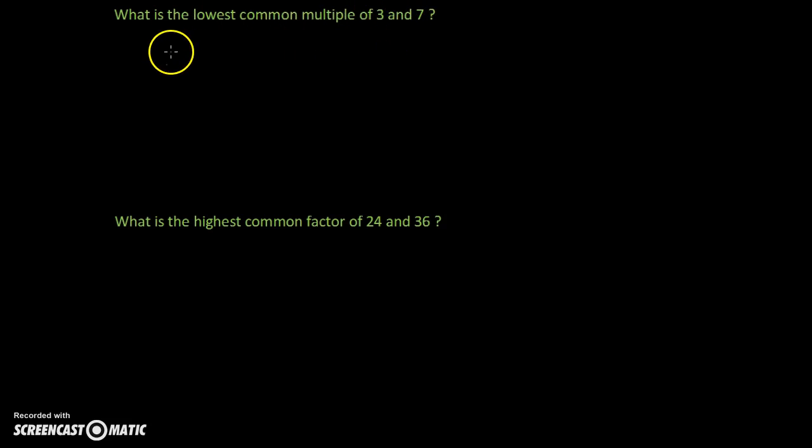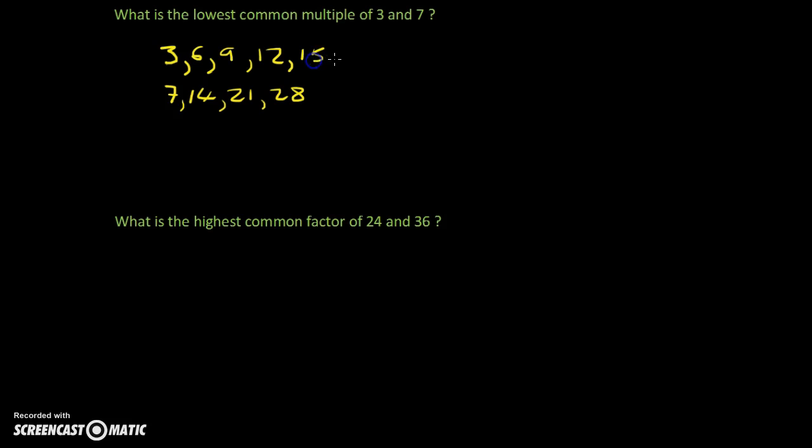Well, you can think of multiples really as times tables. So if we had the 3 times table, 3, 6, 9, 12, and so on. So they're the multiples of 3. Now if we're looking for the lowest common multiple of 3 and 7, we should write out the times tables of each. So for 7, 7, 14, 21, 28. I'm going to carry on the 3 times table now.